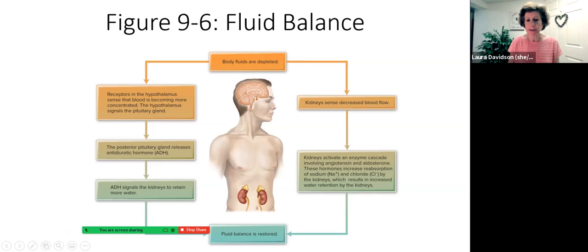It's really interesting. It involves the brain and it involves the kidneys. It involves the blood. When there's less fluid in the blood, the brain receives signals, and then the end product of the signal and then the hormones that are produced is that the kidneys retain more water. The kidneys themselves sense decreased blood flow, and they retain more water as a reaction to that as well.